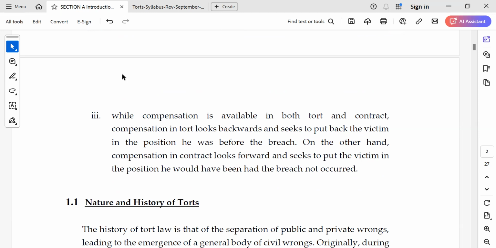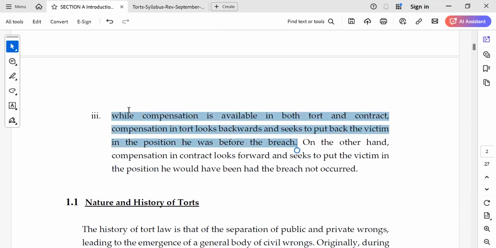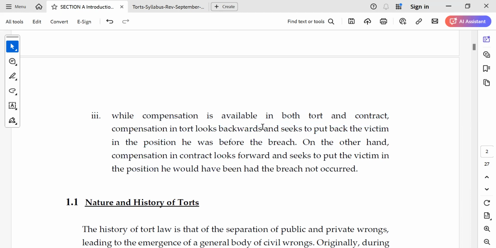So the third difference is that while compensation is available in both tort and contract, compensation in tort looks backwards and seeks to put back the victim in the position he was before the breach. So basically, the concept of restitution, you can just write it here. Compensation is available in both contract and tort. That's a similarity. But how it is different: compensation in tort looks for restitution only, whereas compensation in contract looks forward and seeks to put the victim in the position he would have been in had the breach not occurred.